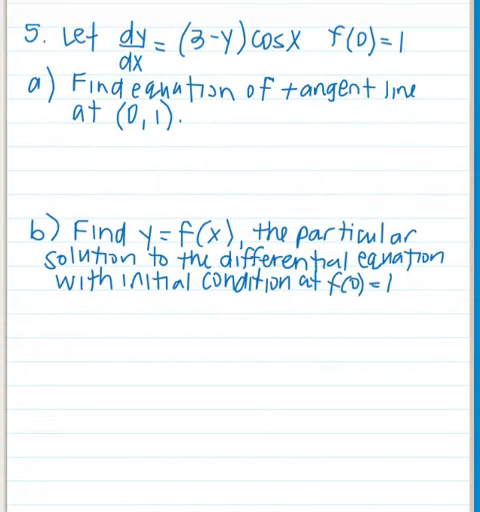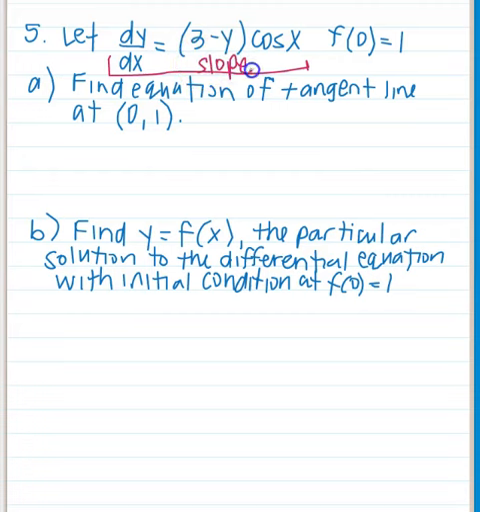All right, number 5, it might look familiar to all you wonderful extra credit kids out there. Let dy over dx equals 3 minus y cosine x. Now, my question to you all is, what does this represent? What is this in layman's terms? Easy way? Yeah, that's right. It's just the slope.